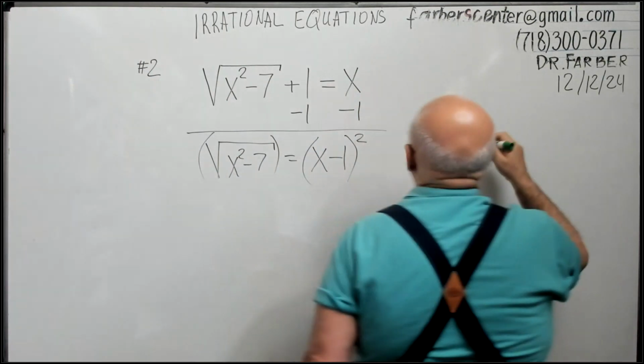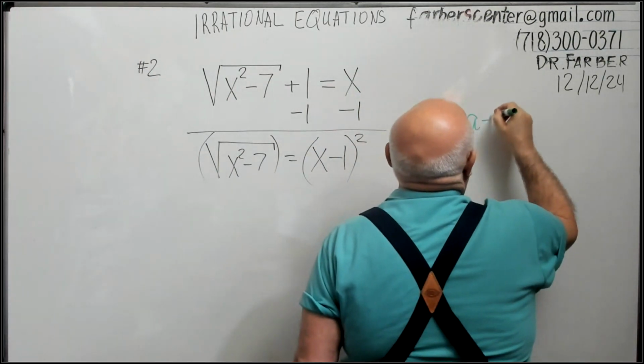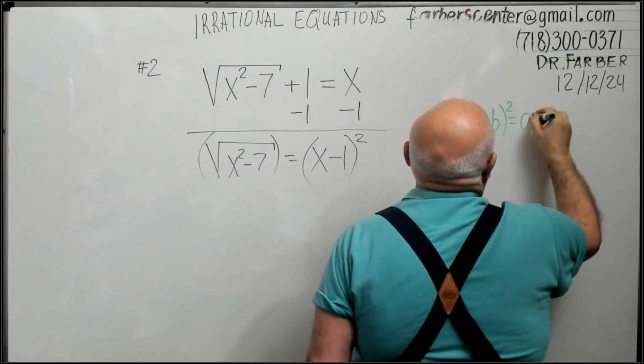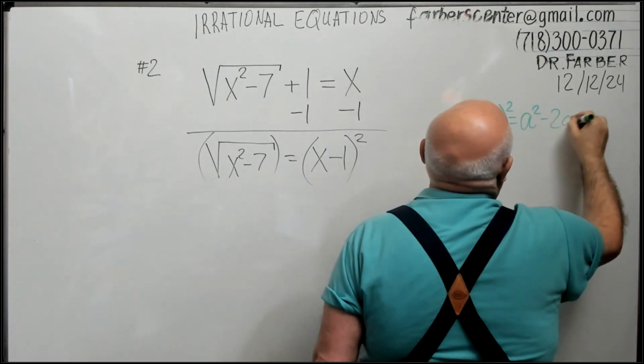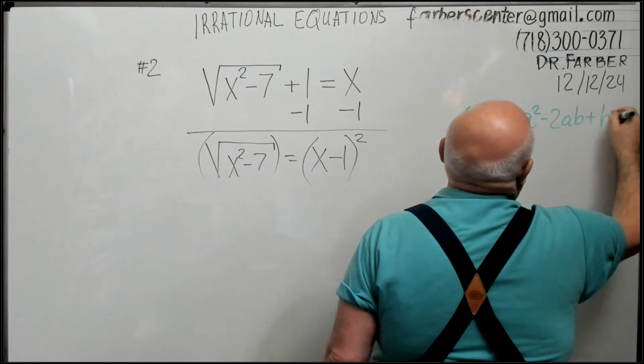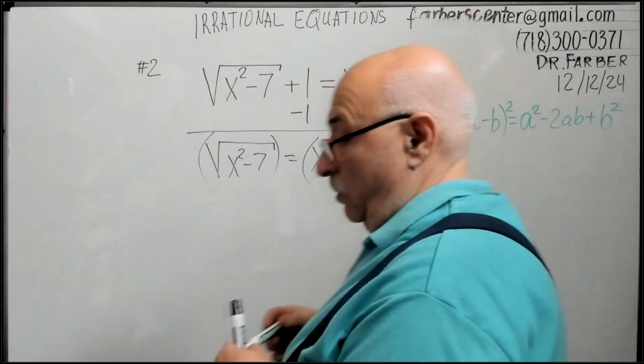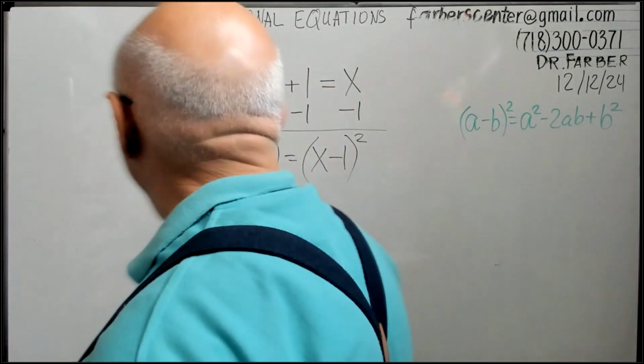That a minus b to the second equals a squared minus 2ab expanded form, and plus b to the second. We just did in previous lectures. Why do I need this? For the right part.